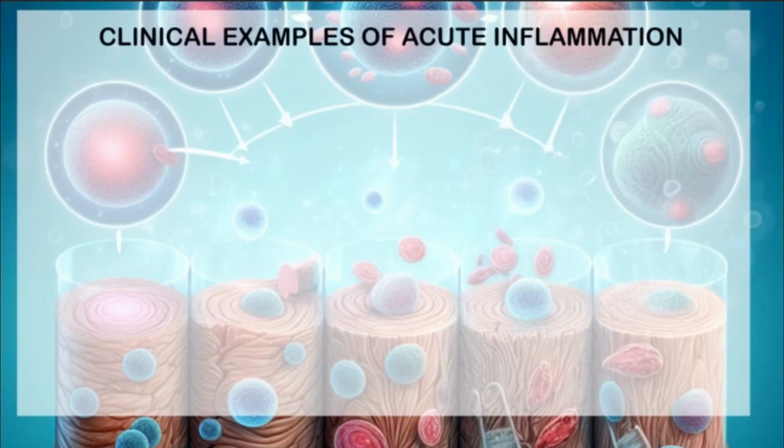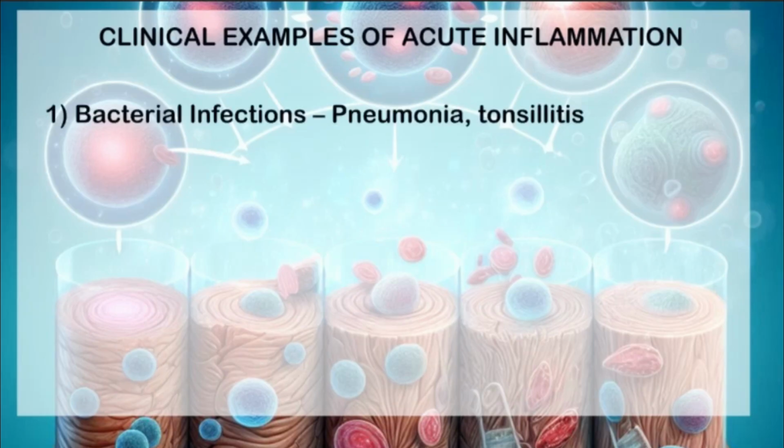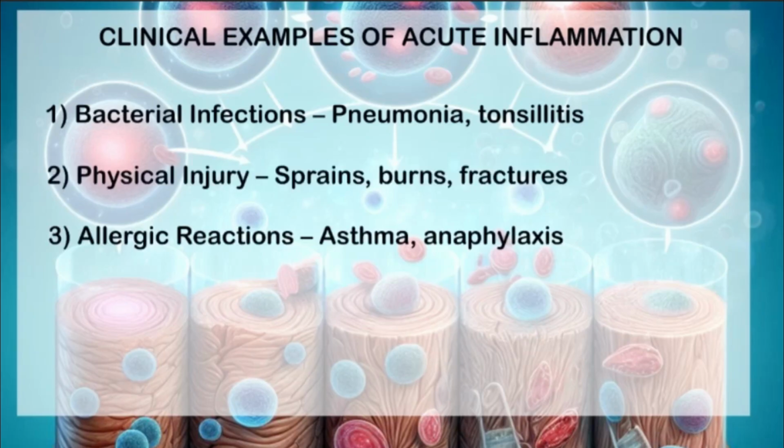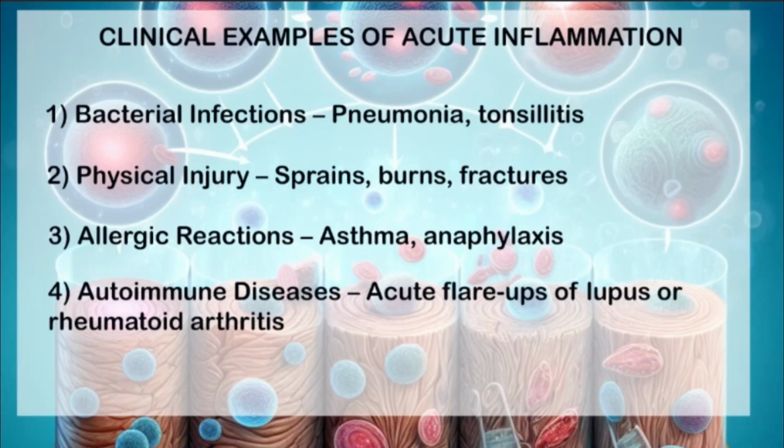Then clinical examples of acute inflammation include bacterial infections like pneumonia and tonsillitis, physical injury like sprains, burns, and fractures, allergic reactions like asthma and anaphylaxis, and autoimmune diseases, which include acute flare-ups of lupus or rheumatoid arthritis.